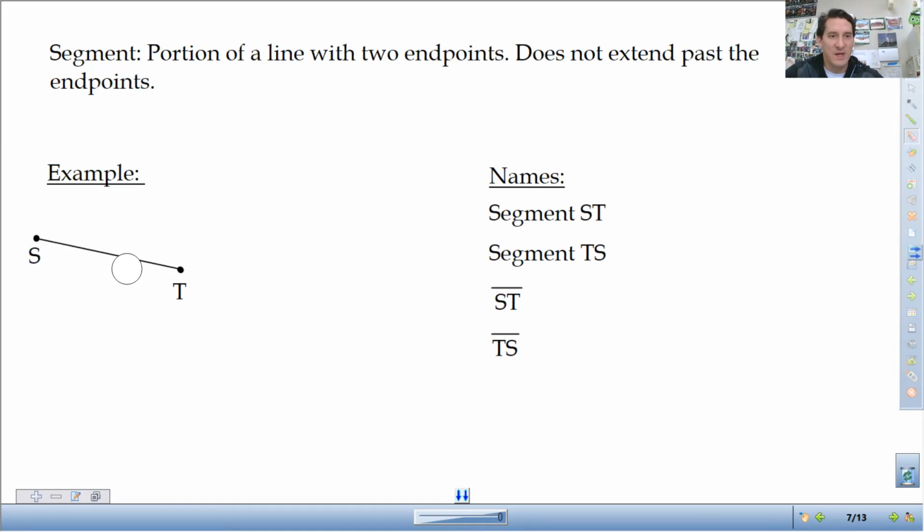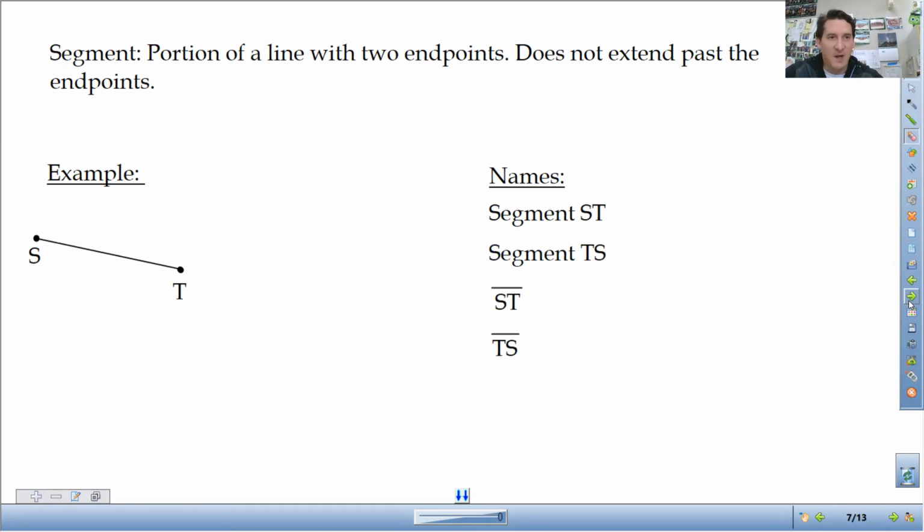For this, there are a few different ways to name the segment. So it's segment ST, segment TS. So again, you can flip-flop the order of these letters, or just like we did with the line, you can write the names of the points ST with just the line segment on it. Notice how it doesn't have the arrowheads at the end because it's a segment. So if it's a segment, make it a segment on top, no arrowheads.